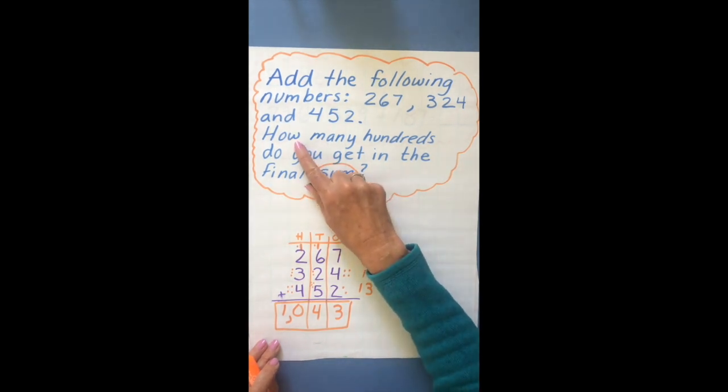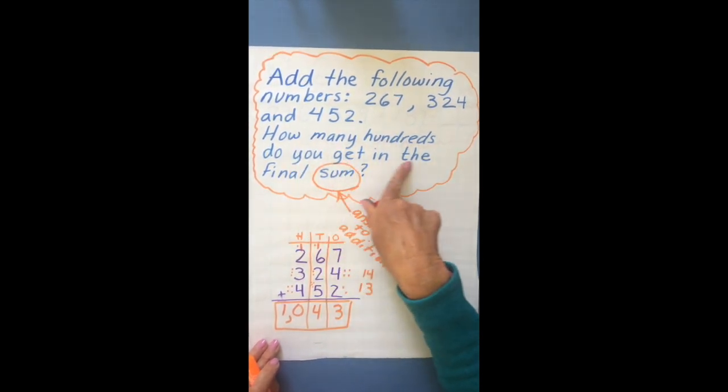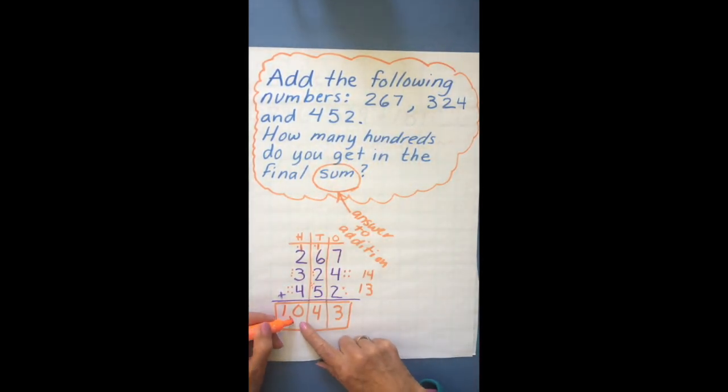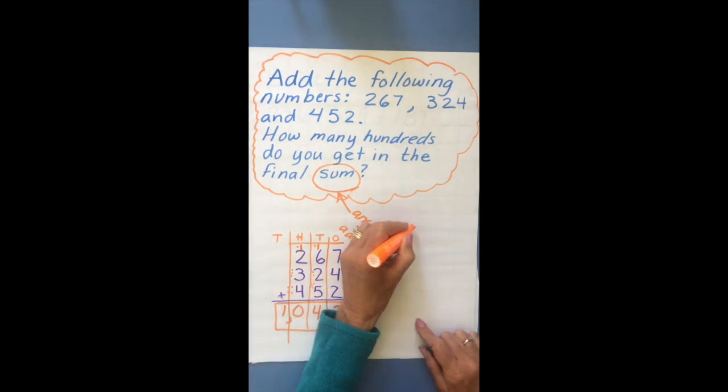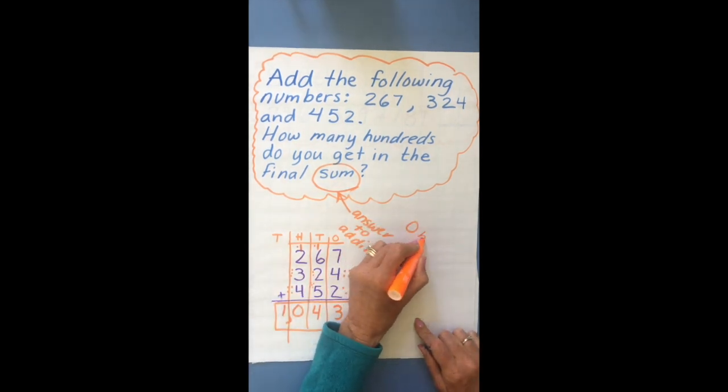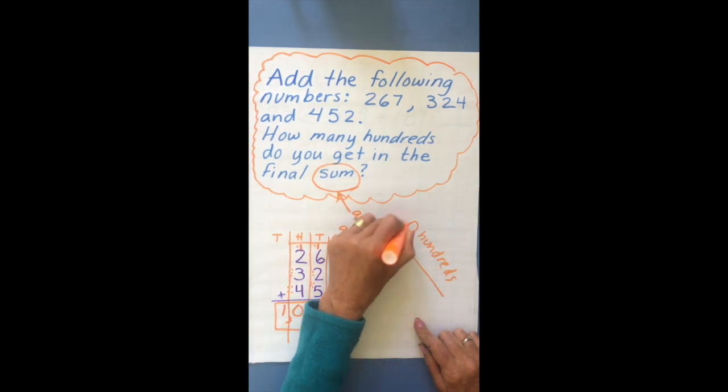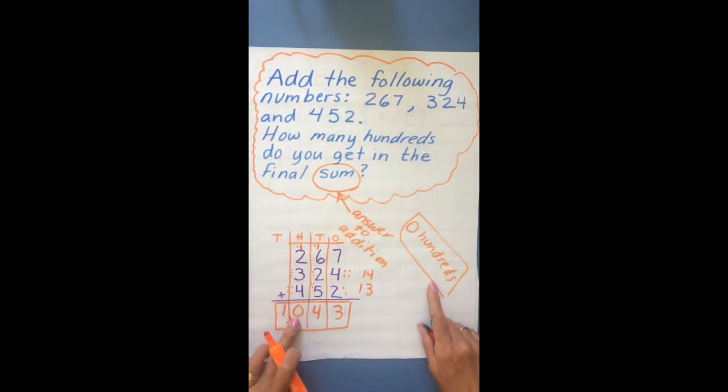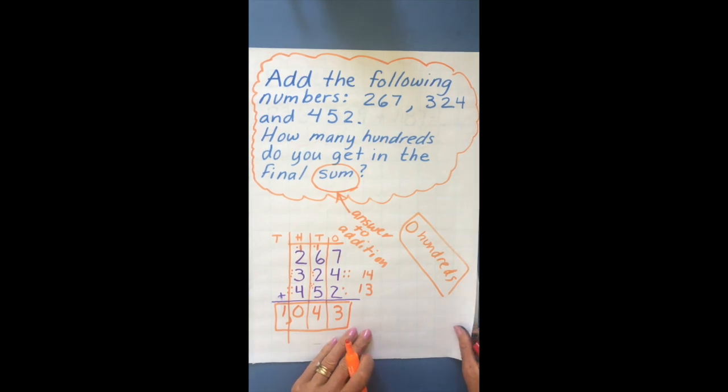And then it says, how many hundreds do you get in the final sum? So how many hundreds? So that is crazy. Since this is the thousands place here, I'm going to say you get 0 hundreds as the answer. Okay, so that's the answer to that one.